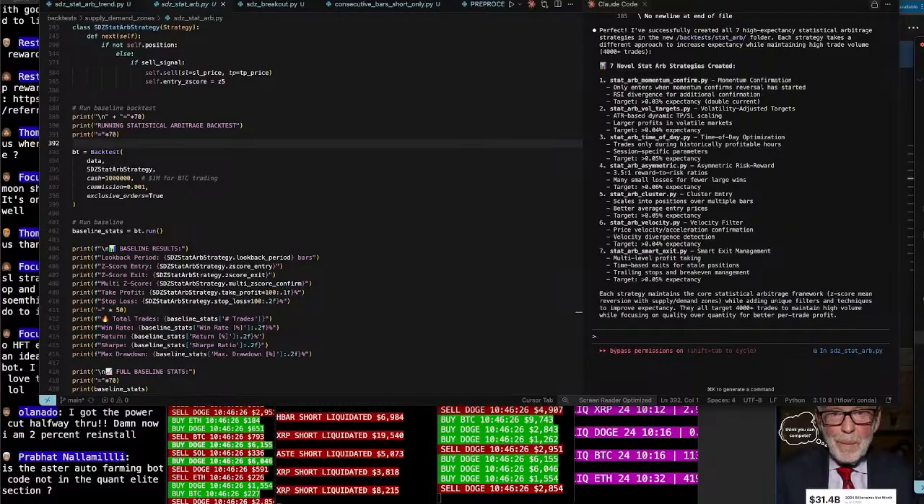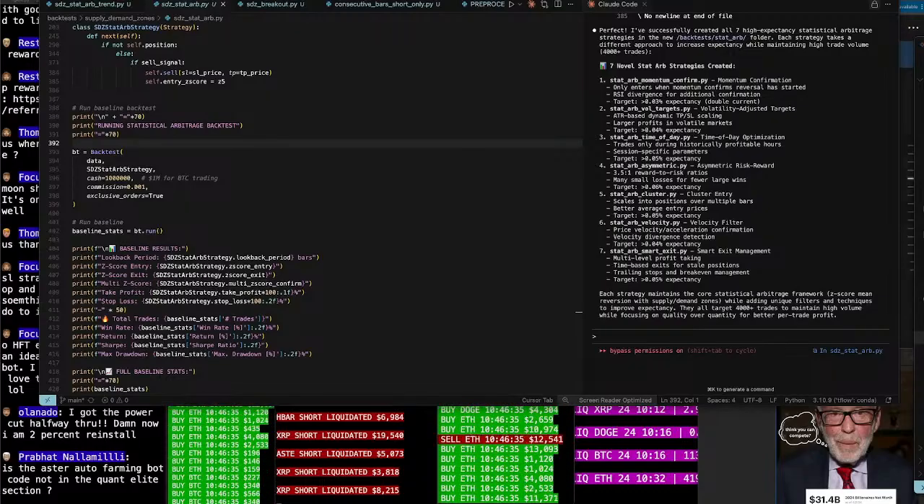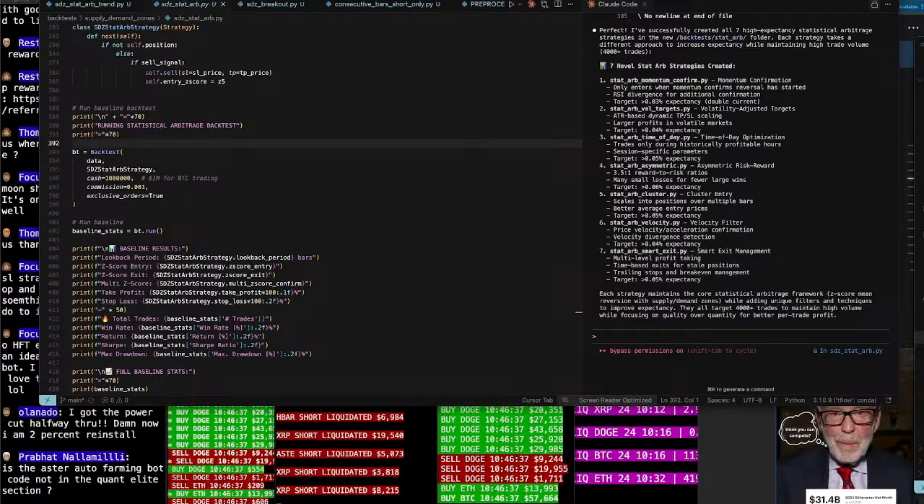Okay, now let me add the daily drawdown protection. Okay. So max daily drawdown. And this is going to be good because I don't want to lose everything all in one day, you know?